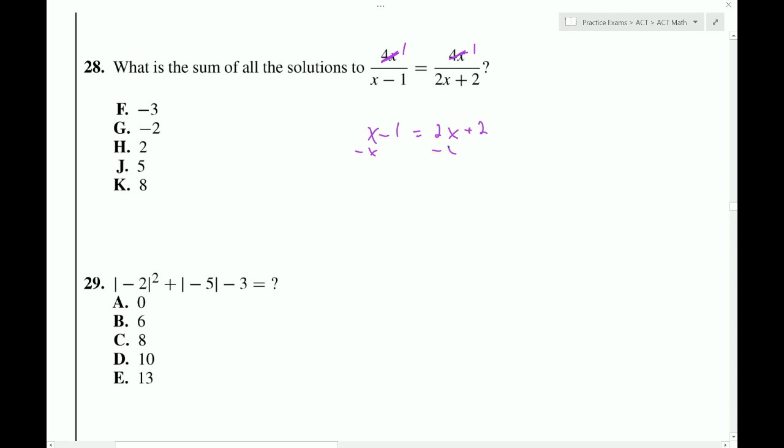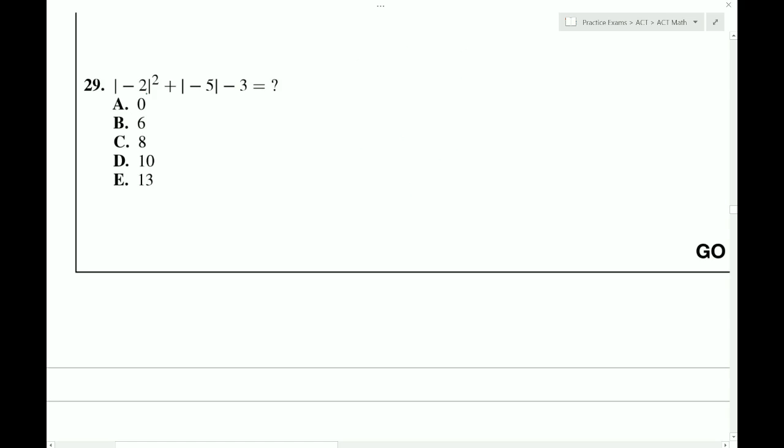Then I can subtract x. Alright, then I could subtract 2. I get x equals negative 3. That's my other solution. Alright, absolute negative 2 is just 2, and then 2 squared is 4. Alright, absolute negative 5 is just 5. Alright, so that's 9 minus 3, which is 6.